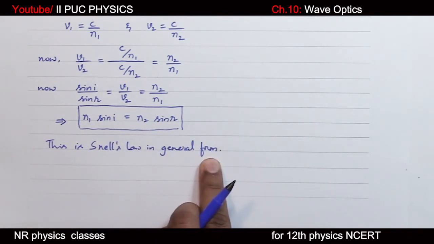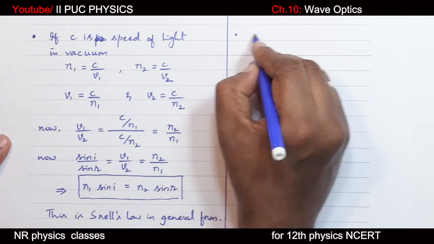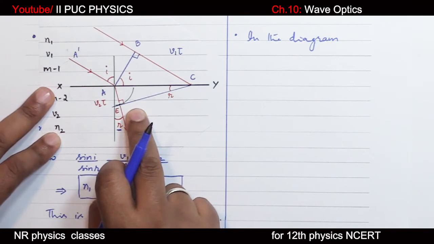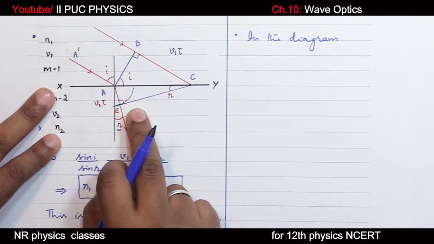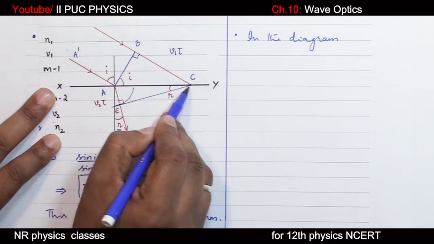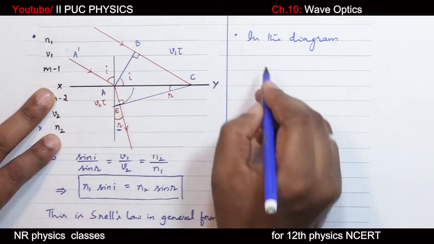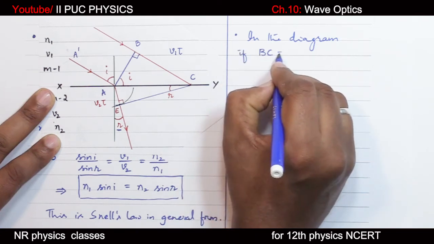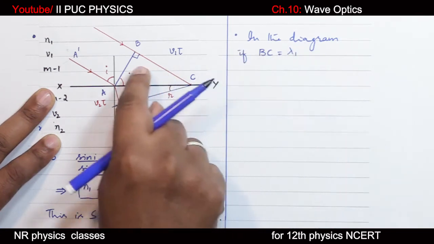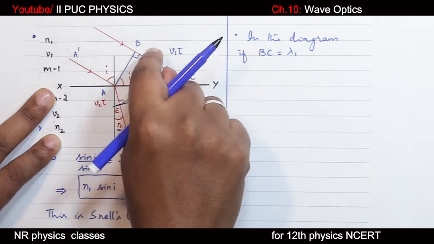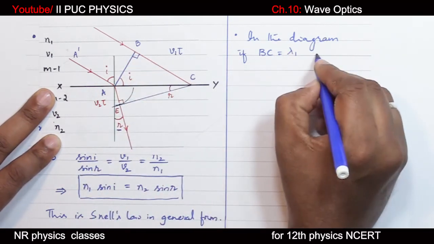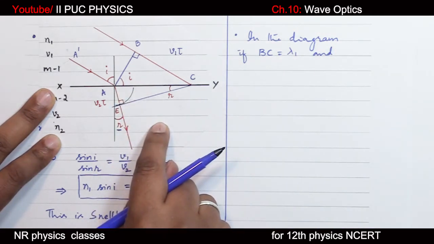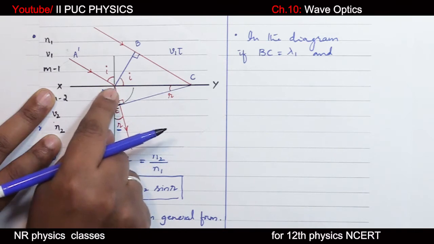Snell's law in general form. Next point. In this diagram, if length BC is one wavelength, lambda 1, in medium 1, therefore the wavelength in this medium is lambda 1, and the wavelength in the other medium is lambda 2. AE is lambda 2.